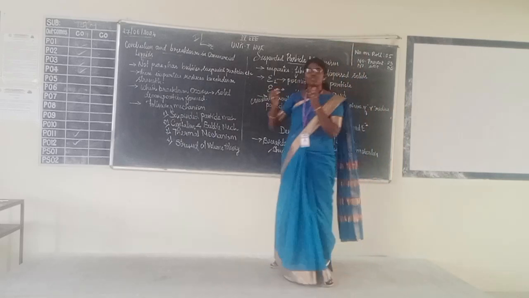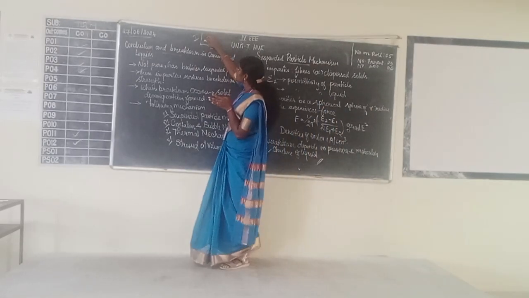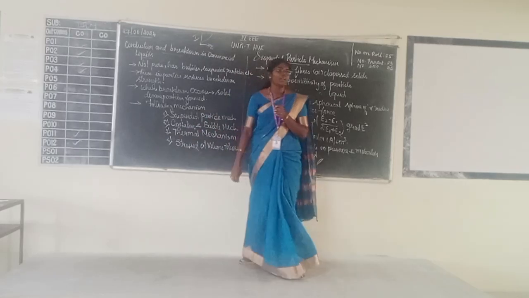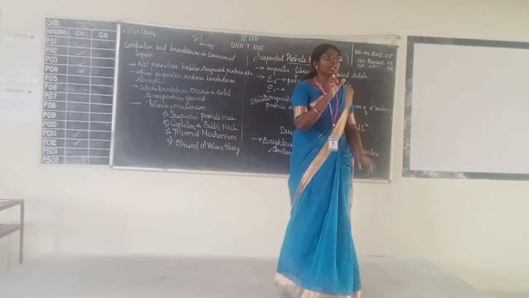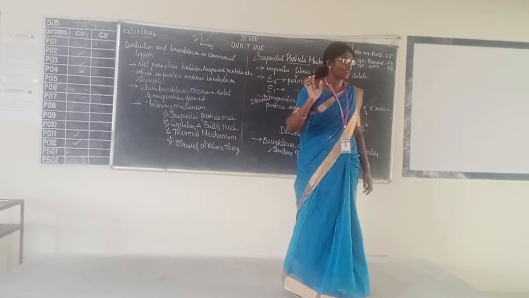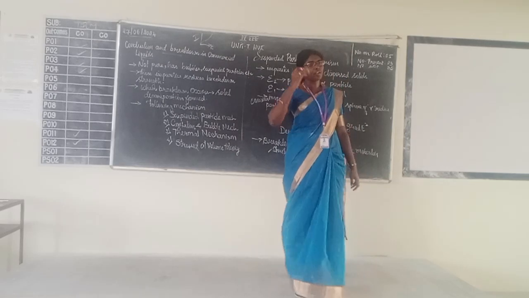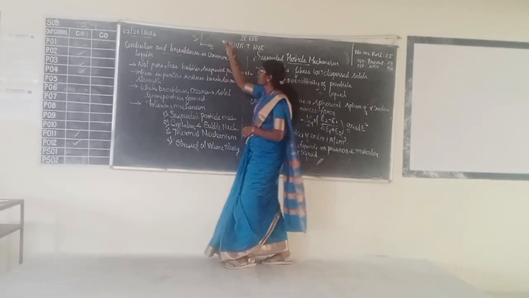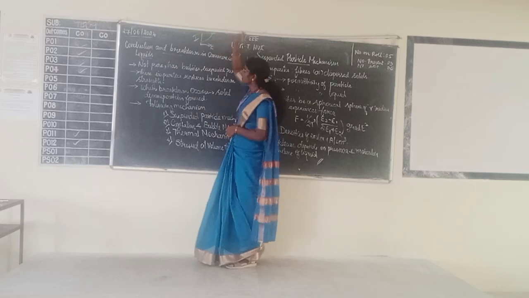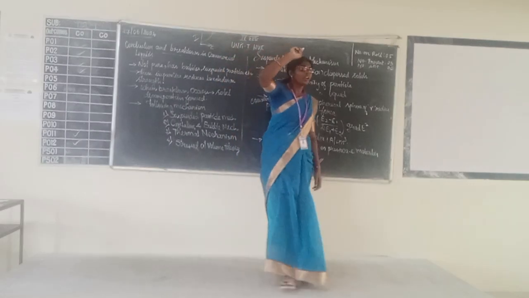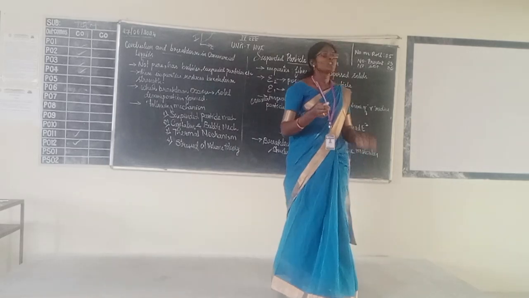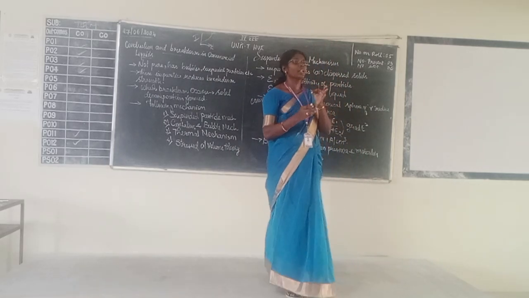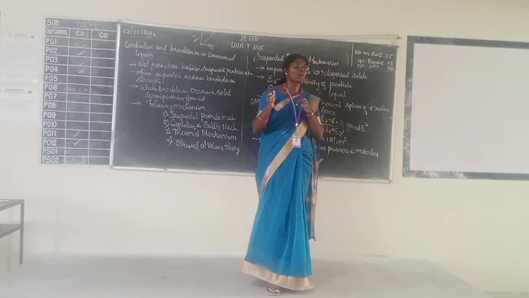The second stage is when the electric field is in the intermediate stage, and the current reaches its saturation stage. After that, the third range is the high field range, and at this stage the field gets faded. So that's what we have discussed in the conduction and breakdown in the pure liquid.